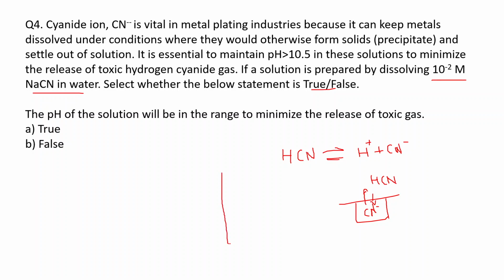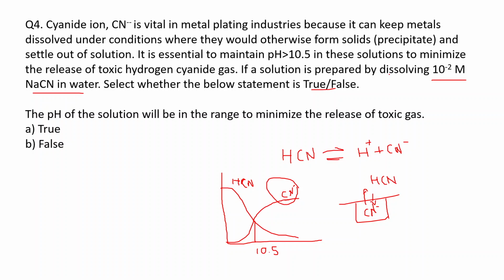So what is basically happening? This is HCN and this is cyanide ion. The pKa value of this reaction is 10.5. So if the pH is more than 10.5, it will be in the dissolved form rather than the gaseous form. So the pH should be more than 10.5.